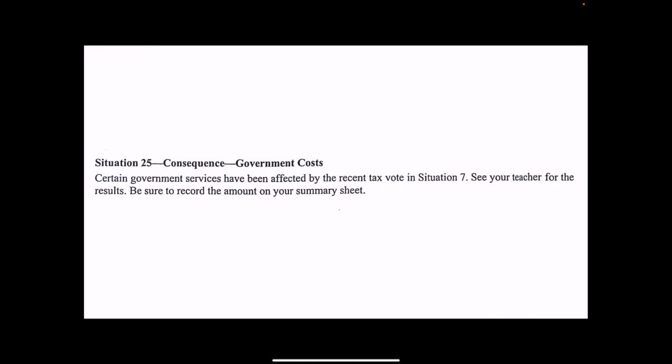If you chose C, which is voting for the taxes not to change, you will get a gold card, which is minus $700. So if you chose letter C in situation 7, then it is minus $700.